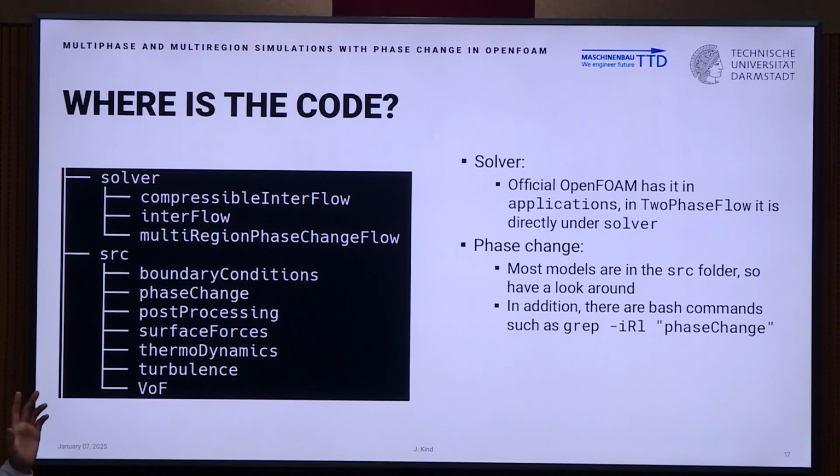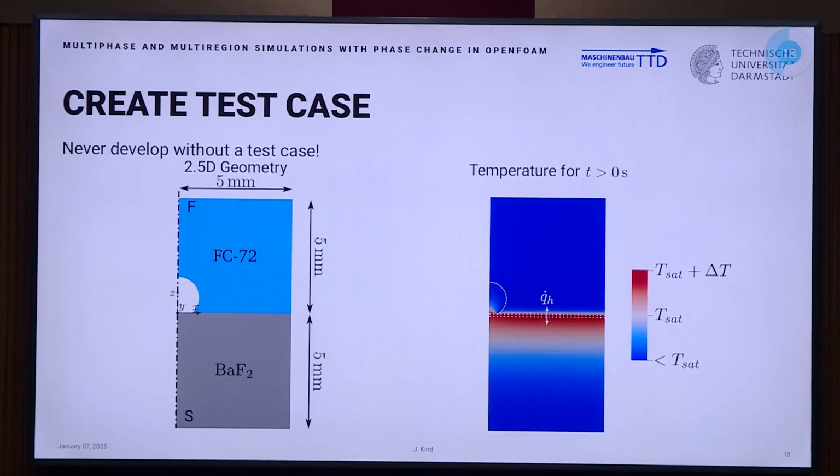You can either look around and try to find it, or what I find useful is using the grep command in Bash, sitting on the top level and looking where phase change is mentioned, and then I get an idea which files might be important. We see in this test case, this is the bubble growth case on a heated wall, and I now want to somehow modify the accommodation coefficient in this region.